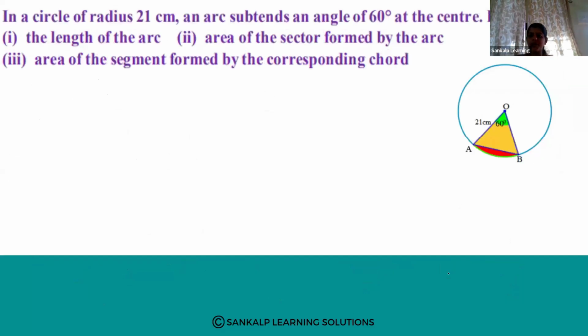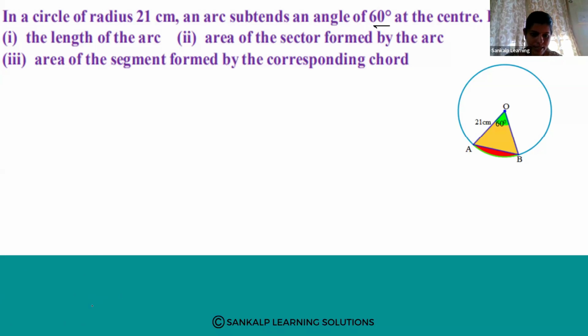Next, in a circle of radius 21 centimeter. Okay, so this is an interesting question. In a circle, these questions can be asked for 4 or 5 marks, right? So in a circle of radius 21 centimeter, an arc subtends an angle of 60 degree at the center. Find the length of the arc, the area of the sector formed by the arc, and the area of the segment formed by the corresponding chord. We have to find out.